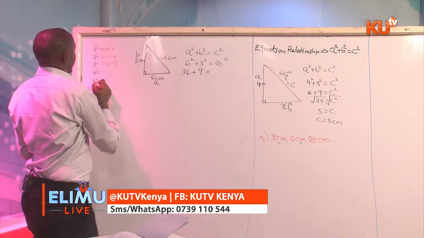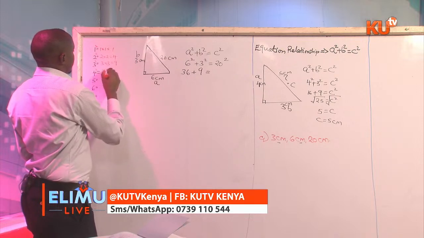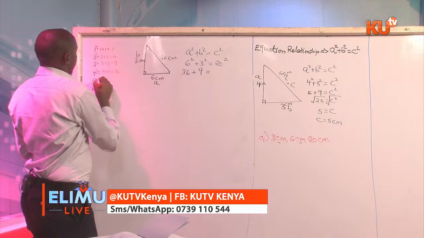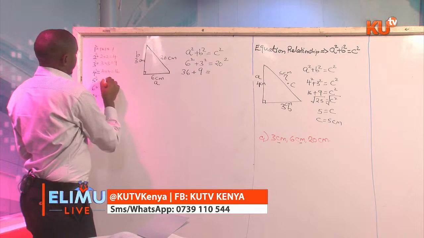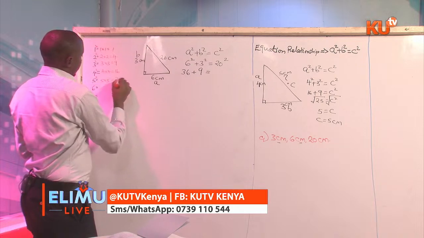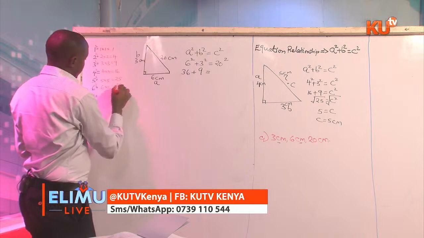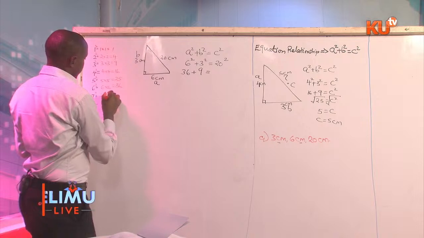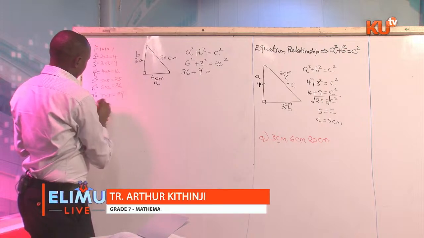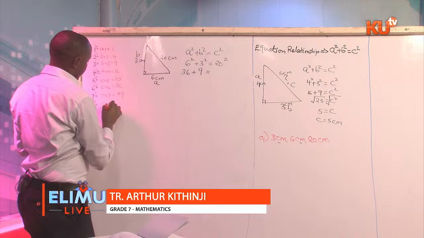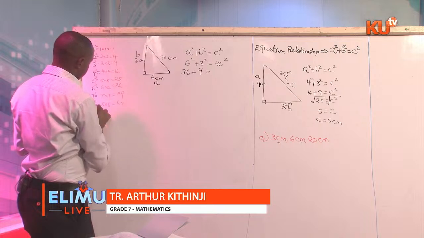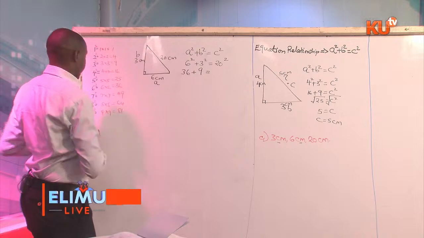The square of 4 is 4 times 4, which is 16. The square of 5 is 5 times 5, which is 25. The square of 6 is 6 times 6, which is 36. The square of 7 is 7 times 7, 49. And the square of 8 is 8 times 8, 64. The square of 9 is 9 times 9, 81.